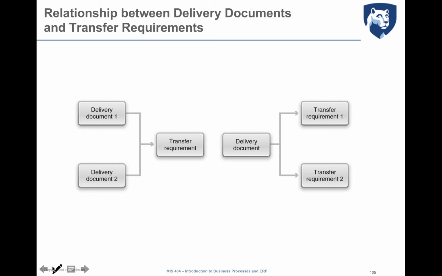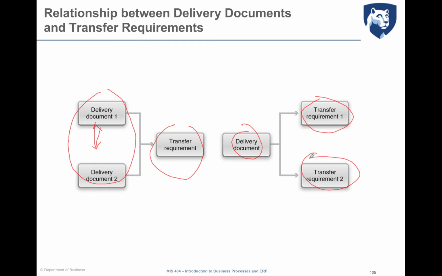Again, according to the characteristics of the delivery documents, two or more delivery documents can be converted into one transfer requirement document if they have similar characteristics, and if it makes sense for logistics people to manage the picking, packaging, and so on jointly. If there are different characteristics, a delivery document can be split into more documents and then managed independently by production people.